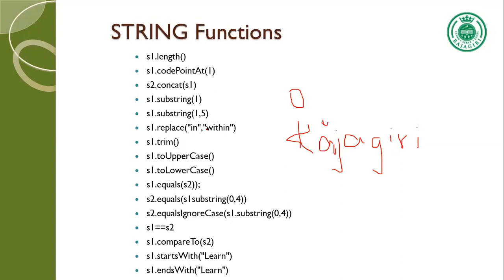If I give substring of 1 to 5, from the 1st till the 5th. Now if I give a comma within, a particular string called in will be replaced with the within. S1.trim means if I have any spaces in between, all of them will be trimmed away, just like you trim off your beard or your mush, all the spaces would be compacted.